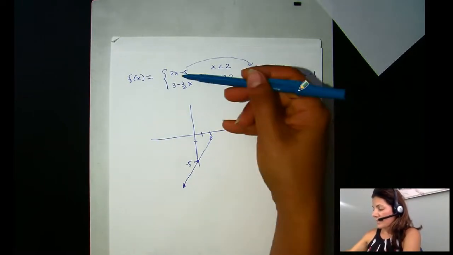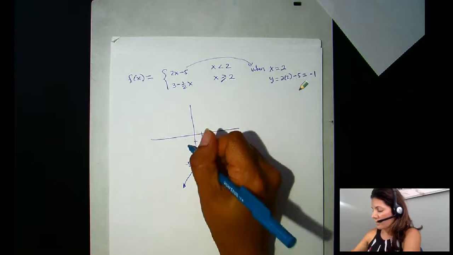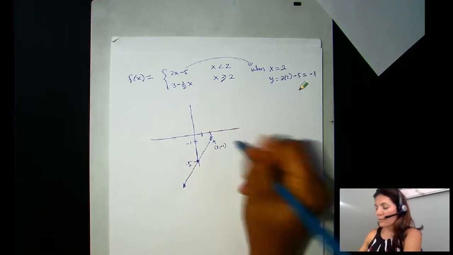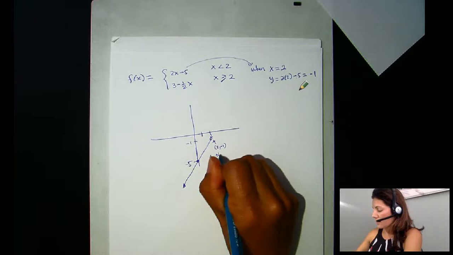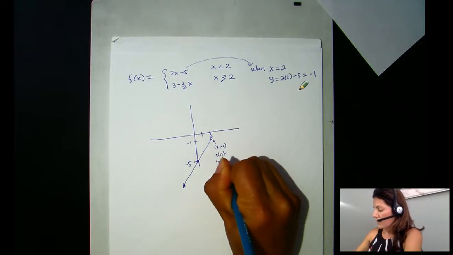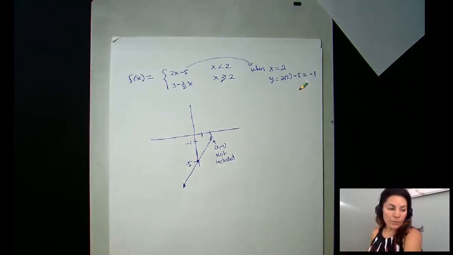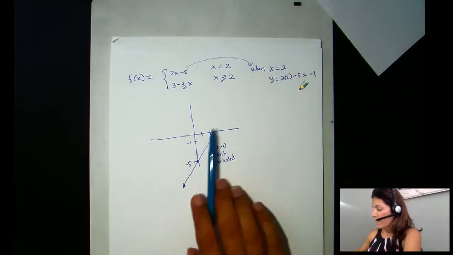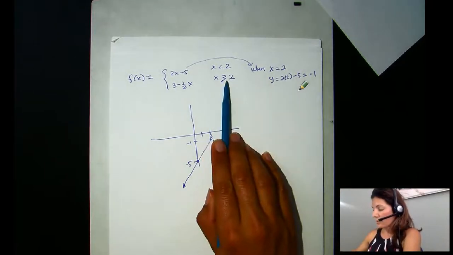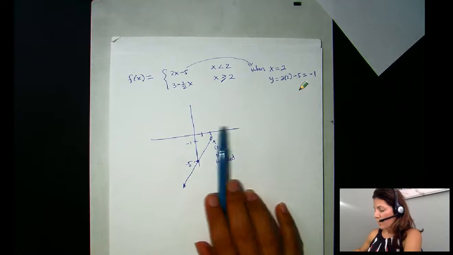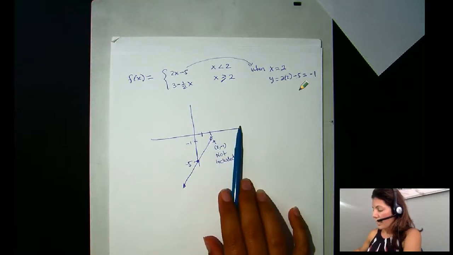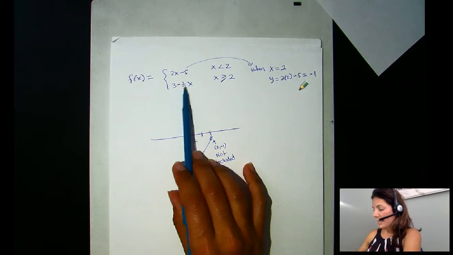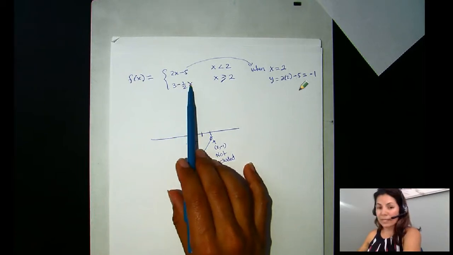The next is less than 2, so I'm not including this value. So this is the point (2, negative 1), which is not included. That's why it has an open circle. Now, as I go to the right of 2, so when it says greater than or equal to 2, I am to the right of 2, so larger. I look at the description, and this is again first degree, so it's going to be a line.